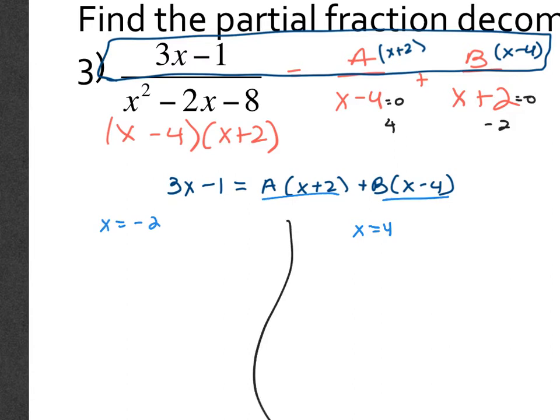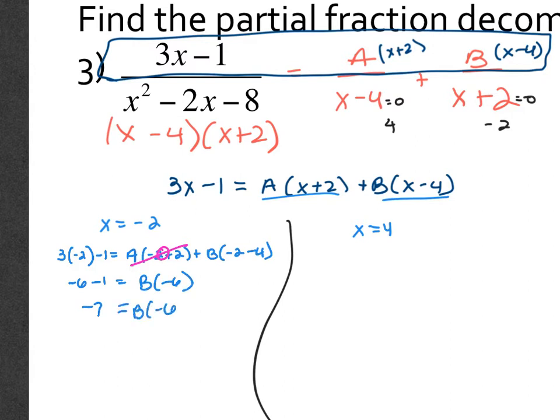Then we're going to plug them in. So I'm going to plug in negative 2 everywhere there's an x. So 3 times negative 2 minus 1 equals A times negative 2 plus 2, plus B times negative 2 minus 4. I get negative 6 minus 1, or negative 7, equals. Here's my 0, so that's gone. B times negative 6. And I get B equals negative 7 over negative 6, or positive 7/6.